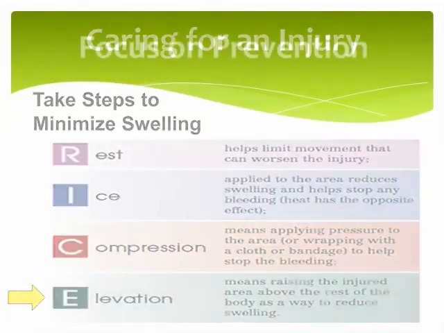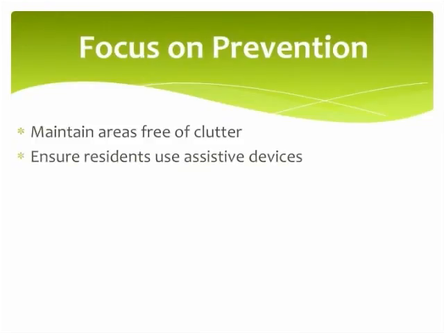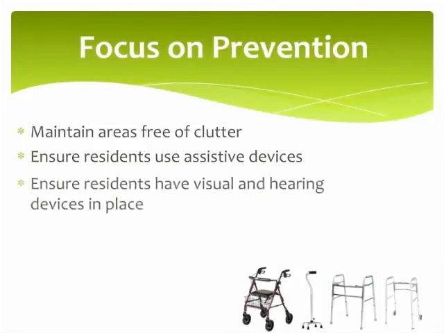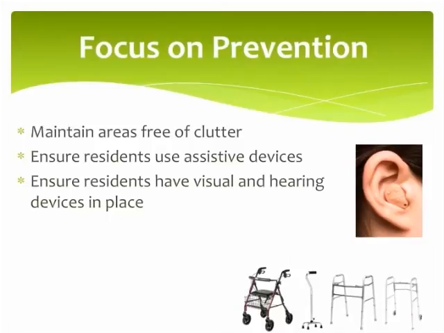In order to keep residents safe, caregivers should focus on prevention of injury. This can be accomplished by maintaining areas free of clutter, especially walkways and doorways. For those residents who have assistive devices, such as canes and walkers, caregivers should ensure that residents use these devices when standing and walking. If residents have glasses or hearing aids, caregivers should ensure that the residents use these devices.